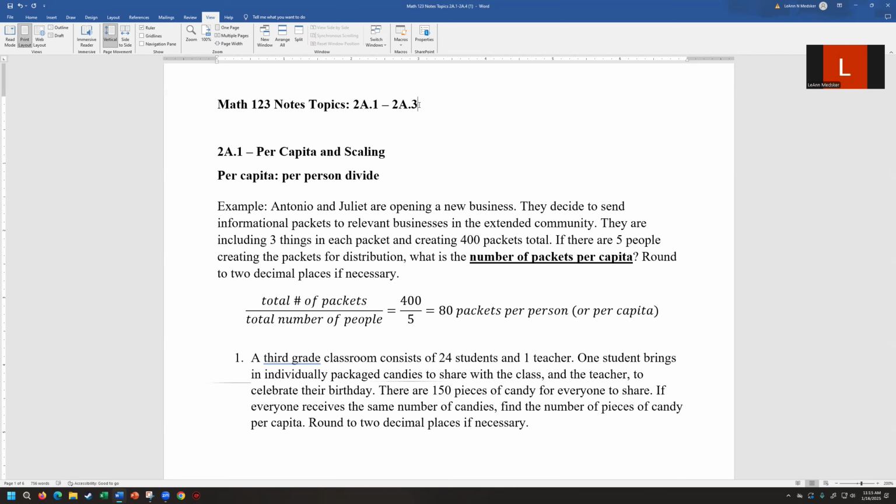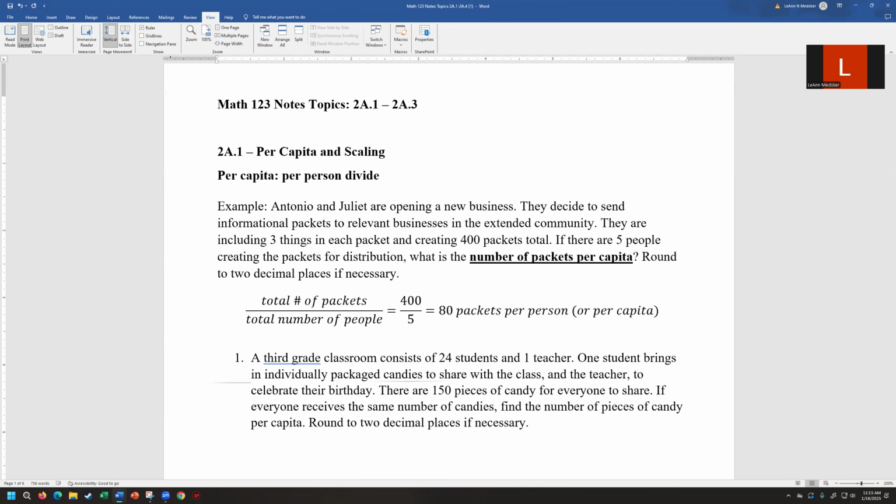Okay, so let's talk about 2A.1. This section covers something called per capita and scaling. Per capita means per person. So if you hear on the news, they say something like, we have school funds per capita, that's school funds per student, per person.